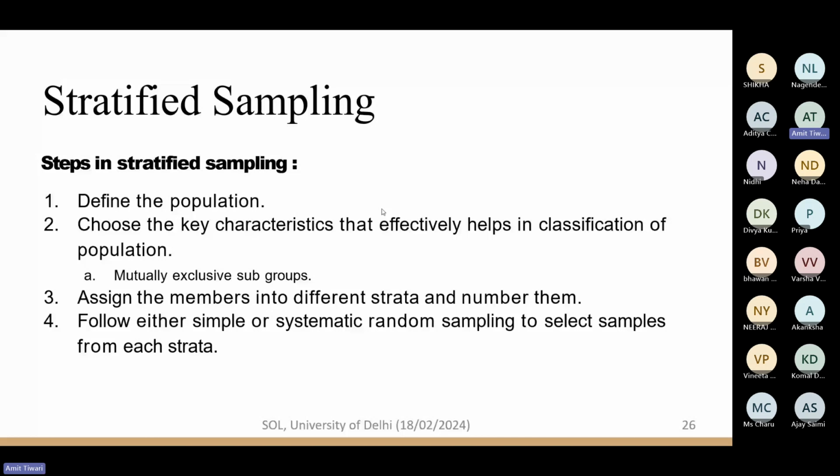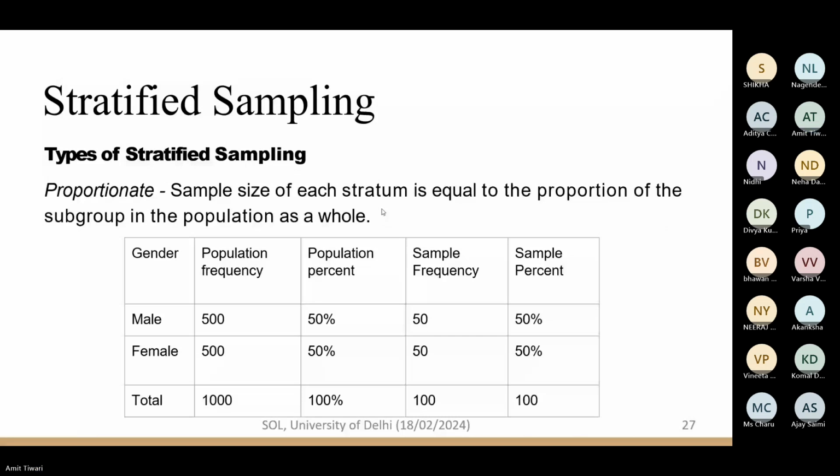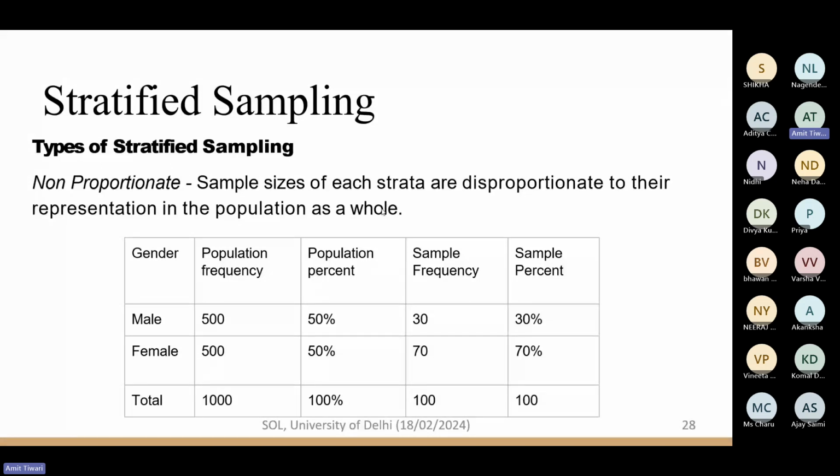So here there are two types of stratified sampling. One is proportionate. Proportionate means basically the sample size of each strata, like male and female. Suppose there are two strata, then you are taking them in proportion. In this particular example, as you see on your screen, the sample percent or proportion we have taken is equal, that is 50-50%. Then there can be non-proportionate, where the sample size of each strata is disproportionate to their representation in the population as a whole.